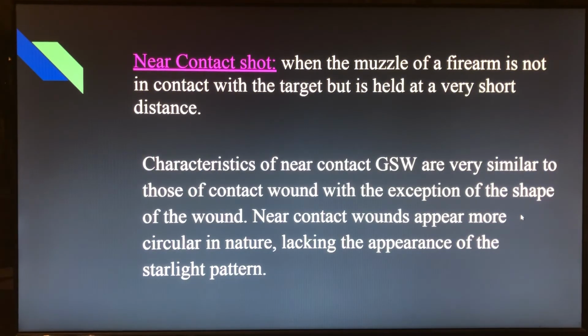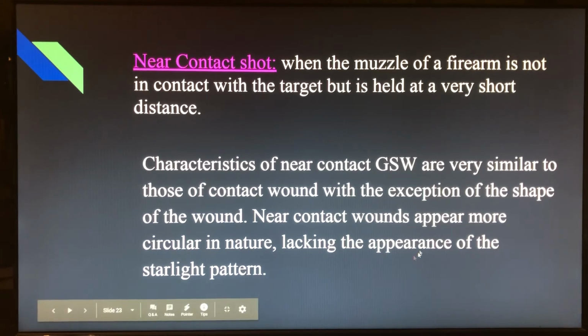So near contact shot is when the muzzle of a firearm is not in contact with the target but is held at a very short distance. Characteristics of near contact gunshot wounds are very similar to those of contact wounds, with the exception of the shape of the wound. Near contact wounds appear more circular in nature, and they lack the appearance of the starlight pattern.